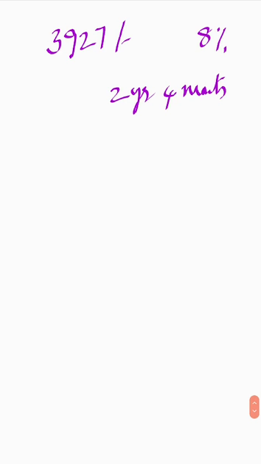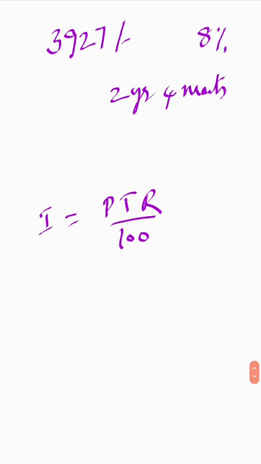In the problem, first we have to find what quantities they have given, what the variables are. In the simple interest formula, I is equal to PTR by 100, there are 4 variables in total: I for interest, P for principal, T for time, R for rate of interest. Of these 4 variables, if we know any 3, we can find the other one.